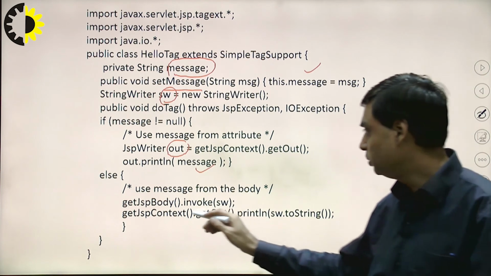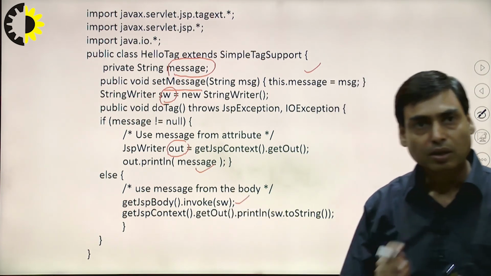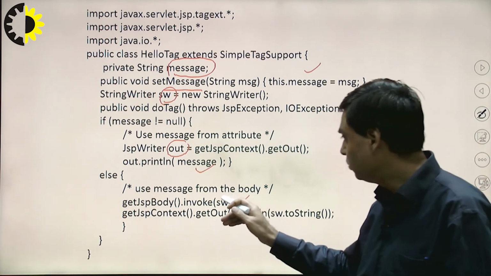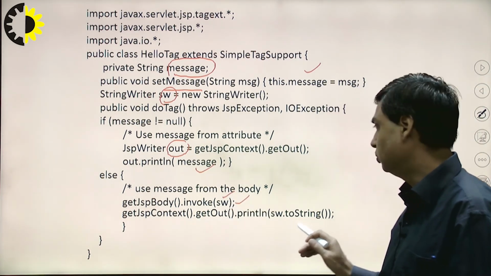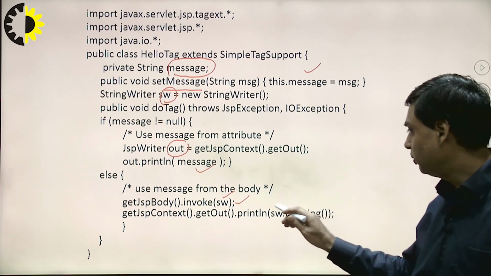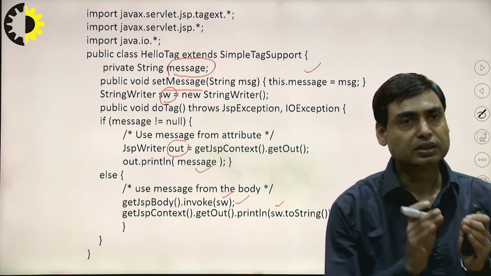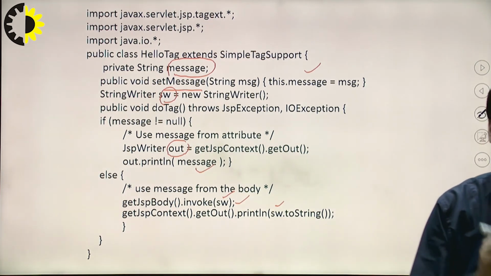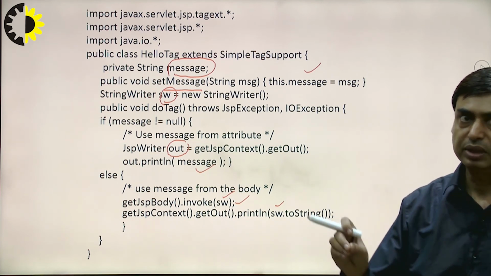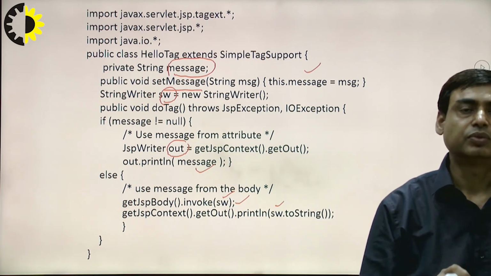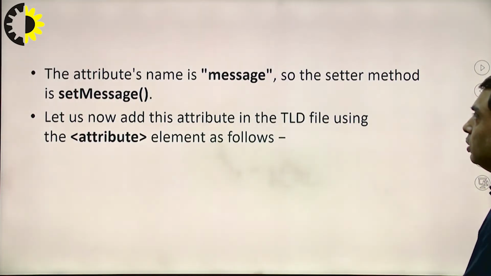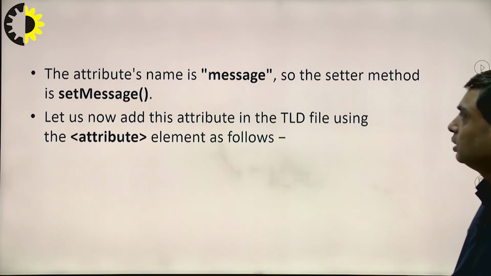So getJspBody().invoke will take the body content of the tag and store it in the SW, then it will display the value of SW. In this tag handler, if we give a value in the attribute message, then it will display that message. Otherwise, it will display the content of the body. Now the attribute name is message, so the setter method is setMessage.